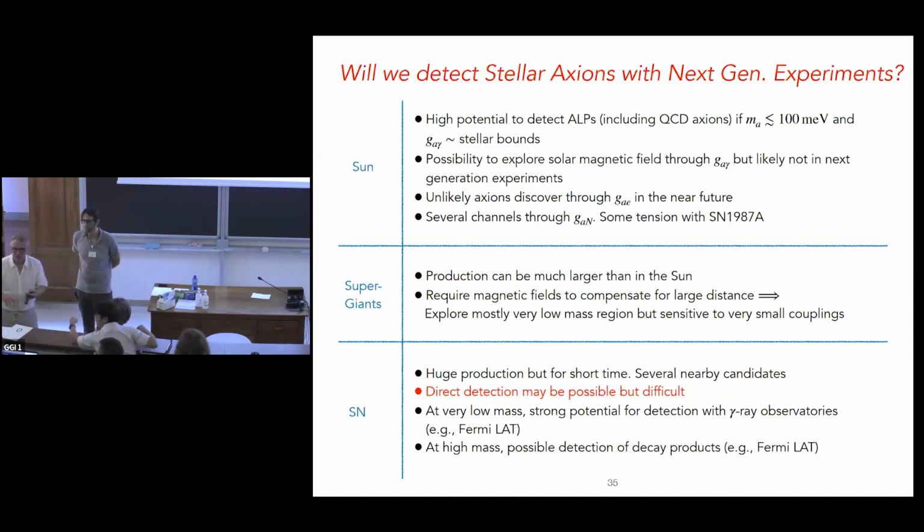Francesco, yes. I don't know if I'm wrong about that: 10 to the 11 axions per centimeter squared per second with keV energy should correspond approximately to 0.1% of the total solar luminosity. Is this the number? No. It's less.